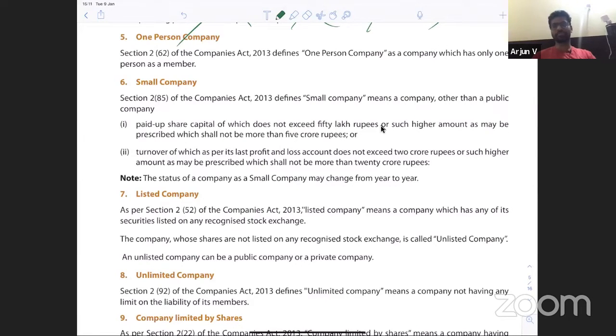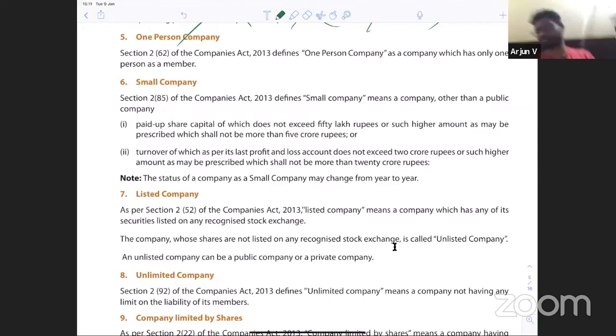A one-person company is a company where there is only one person who's a member of the company. So there are no many people. One person has just decided that he's going to start a company. Bala, I'm going to be coming to that part a little later.